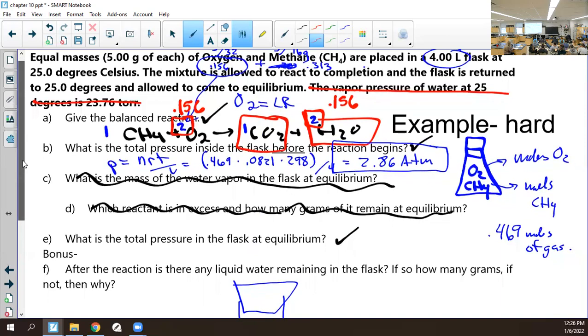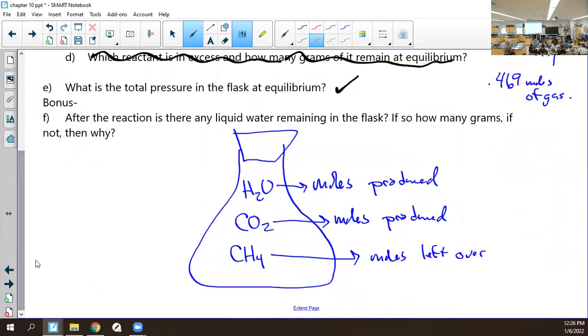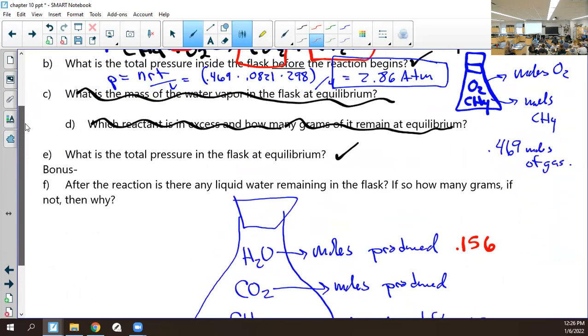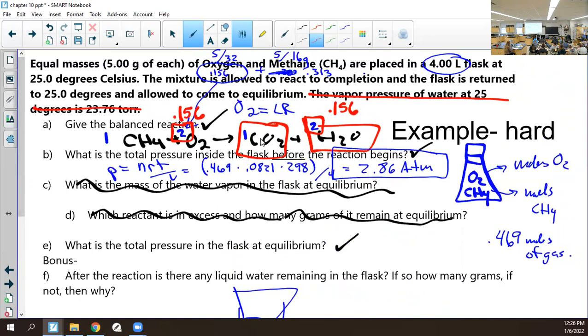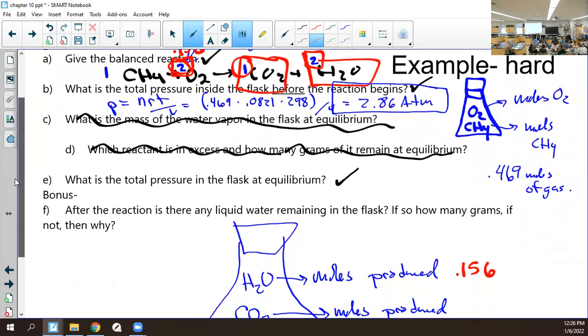Okay, so I'm going to come down here. I already know now that was water, wasn't it? 0.156. Okay, now using the same logic, CO2 is 1/2 of what water is, right? Or 1/2 of what O2 is. So I take 0.156 and I divide it in half.